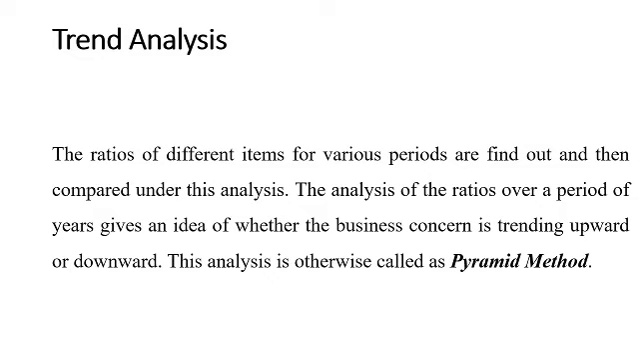So in trend analysis what will happen? You can analyze a financial statement over a period of time and you can see the business concern trend, whether it is upward or downward, and this analysis is also called as a pyramid method of analysis. So in a trend analysis, usually the first year will be considered as the base year, and the remaining years' trend percentage will be calculated and you will get an upward or downward trend.